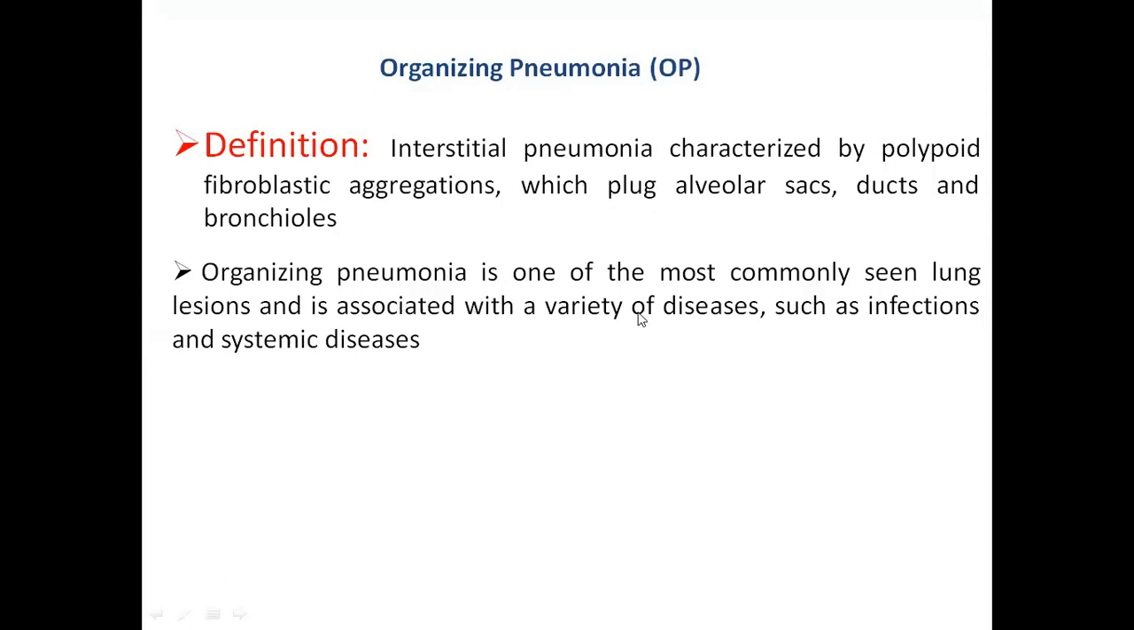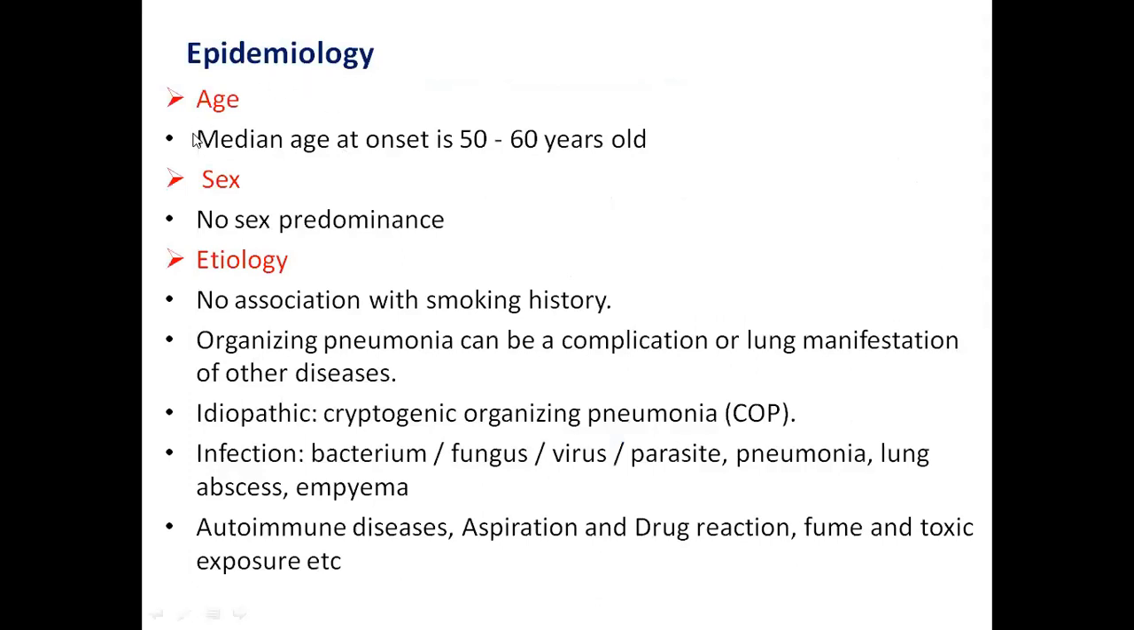Organizing pneumonia is one of the most common forms of lung lesion, which is associated with a variety of diseases, ranging from infections to malignancies to autoimmune diseases, drug reactions, and aspiration reactions as well. We will go further over this when we discuss the etiology. In terms of epidemiology, the median age of onset is around 50 to 60 years. There is no sex predominance, and there is no clear association with smoking history. Organizing pneumonia can be a complication or lung manifestation of any other disease as well.